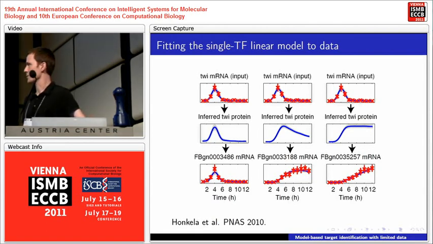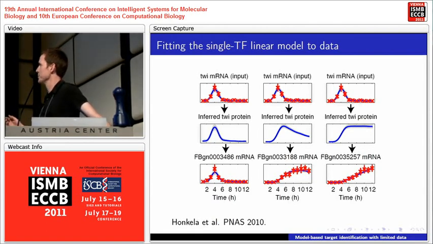So now it's on to pictures, which might be better. So we can fit this single TF model in two different ways, and I'm going to show examples of each way. So this is gene expression data from Eileen Furlong's lab. It's from Tomancak's lab, sorry. And we fit the model to this gene expression data.